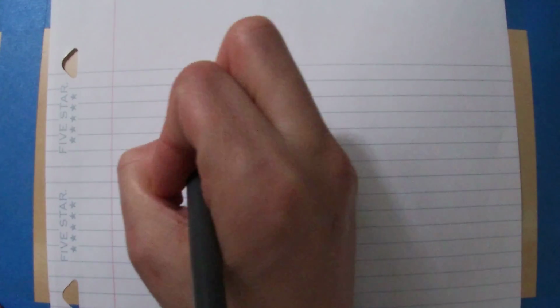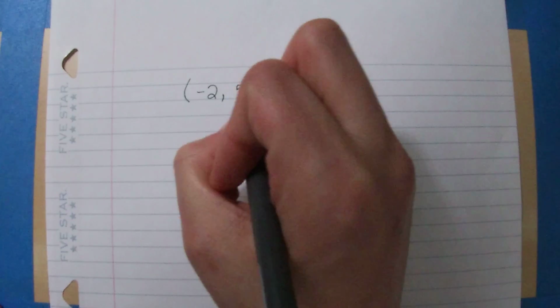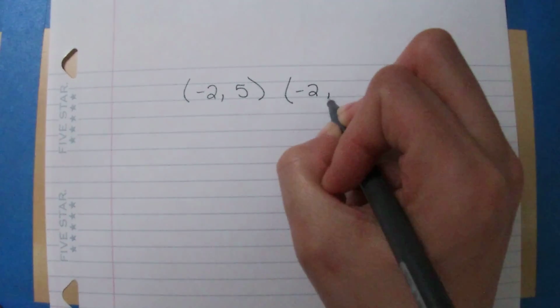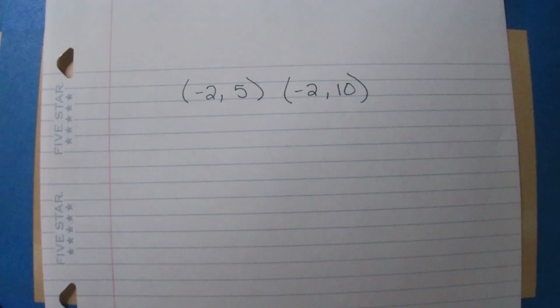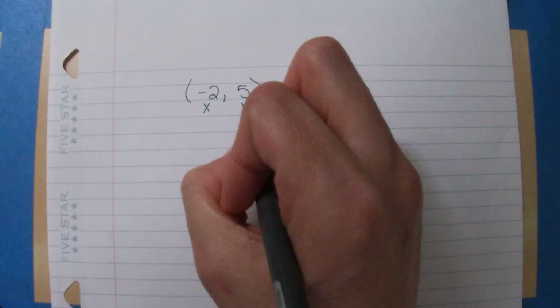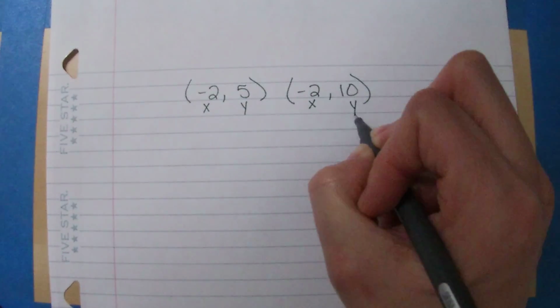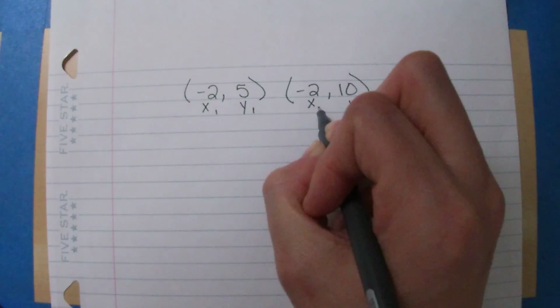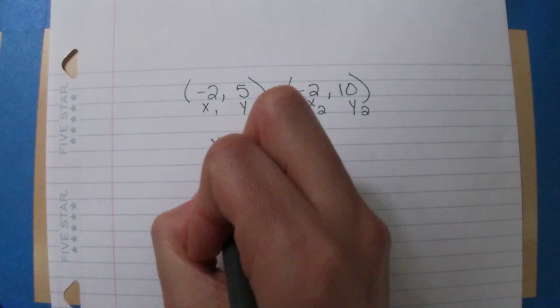Okay, then just 2 more quick examples I want to look at to make sure we're okay when the weird stuff happens. It's not that weird, but let's say we want to find the slope between negative 2 comma 5 and negative 2 comma 10. Okay, so we have our X and our Y. We have our first one, and we have our second one.